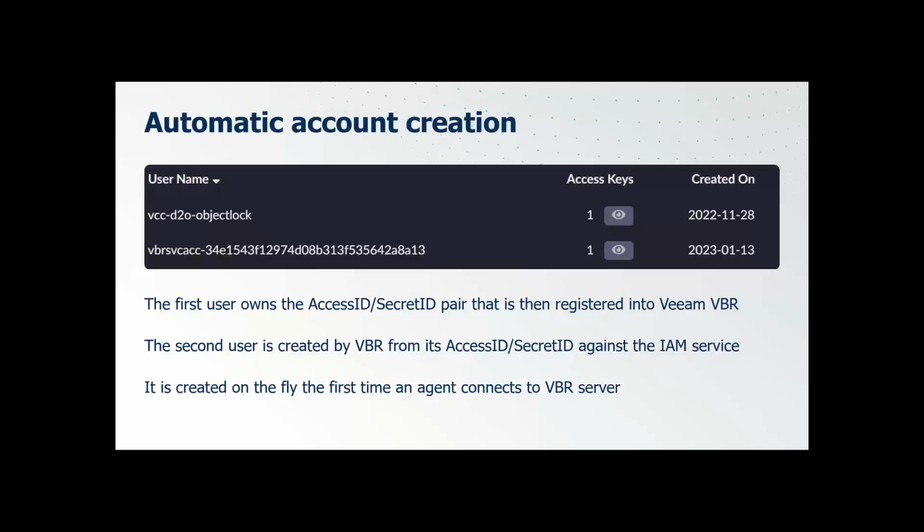This is only one user. If you have 1,000 agents, you will see 1,000 of these users. For each of these users, you see there is an access key. The access key of the main user never expires. The second one is refreshed automatically over time. And I will give you an explanation of how this works.